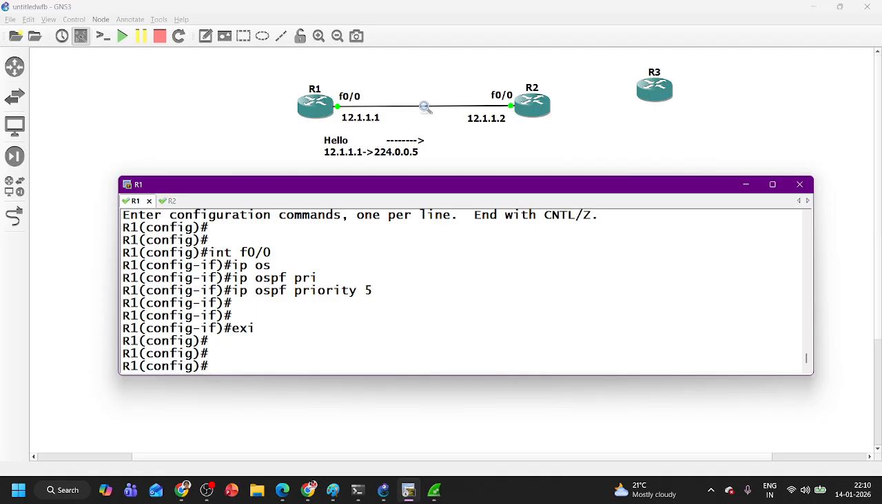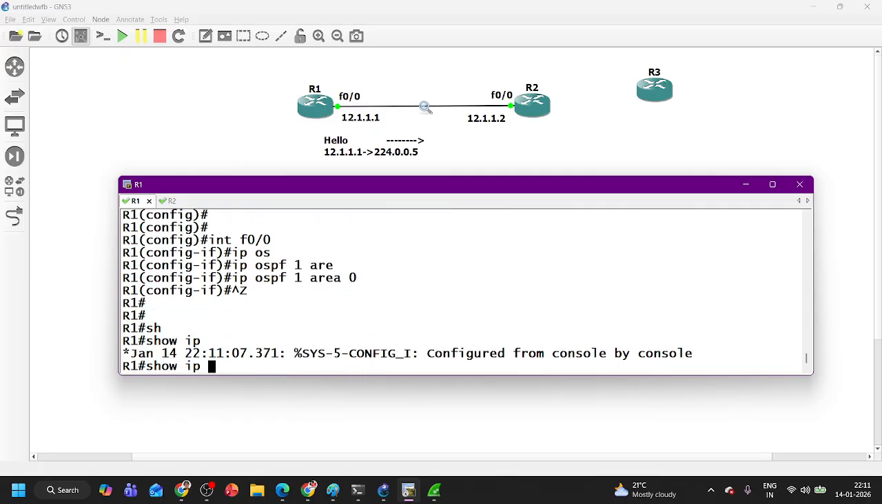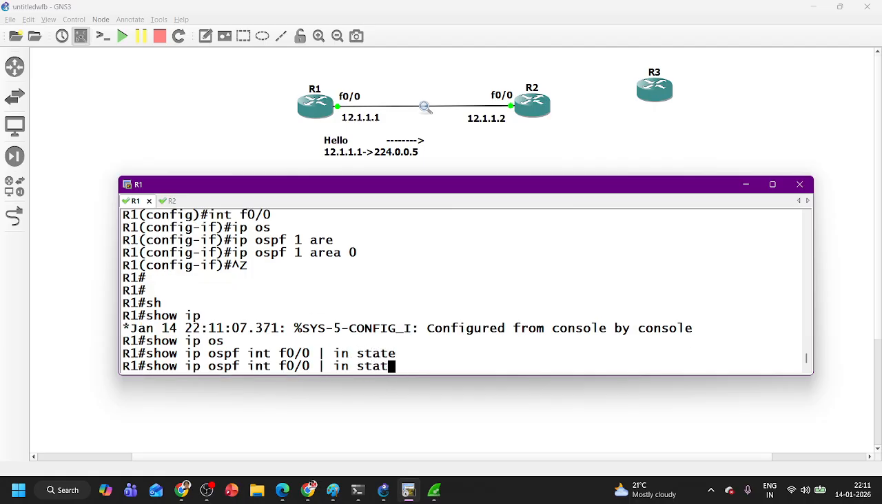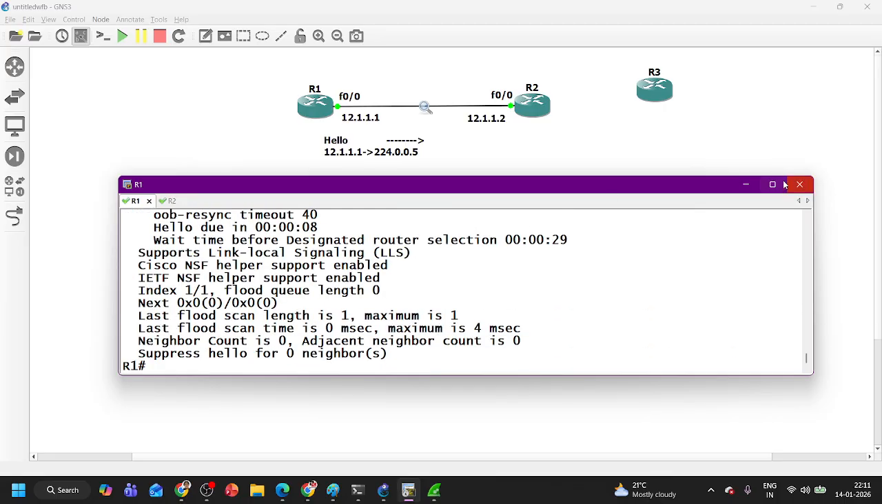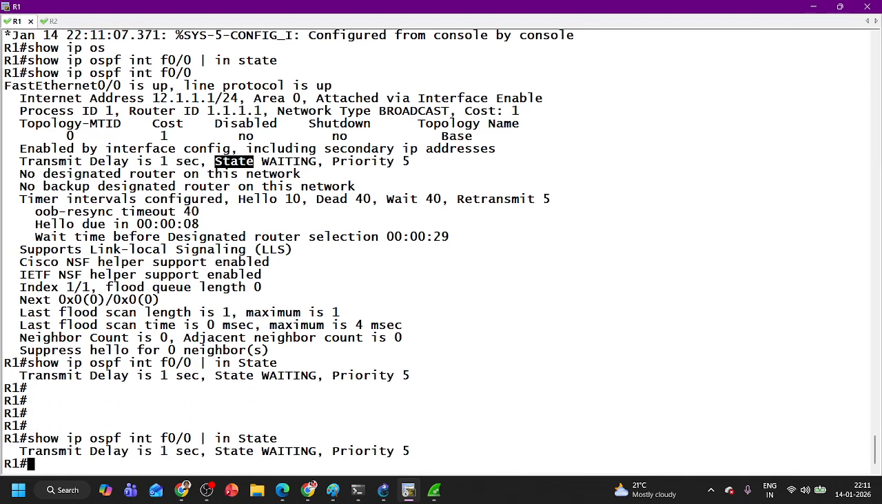But if you do not enable OSPF on both routers within 40 seconds, let's say on router number 1 I have enabled OSPF, IP OSPF 1 area 0, and show IP OSPF interface fast Ethernet 0/0 include state, here you can see like this. State is waiting. It is waiting for DR and BDR election. It will wait for how long?